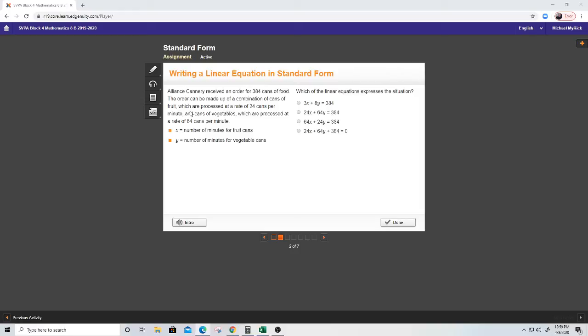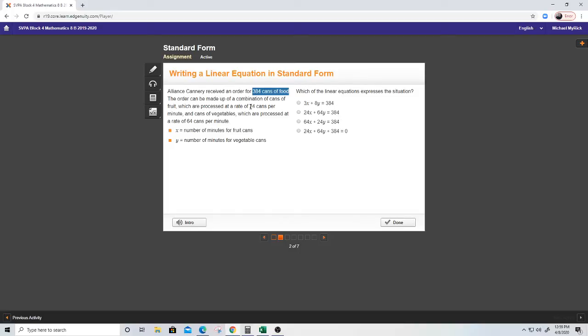384 cans. Yeah, the same problem we just had, right? It says fruits, 24 cans per minute, and vegetables. We're looking for a 24 something plus a 64 something equals a total of 384. I think the best way to think about this is by categories. If we work backwards, see how it says 384 cans of food? That's going to be on the opposite side of your equal sign by itself in standard form. And then we're talking about cans of food.